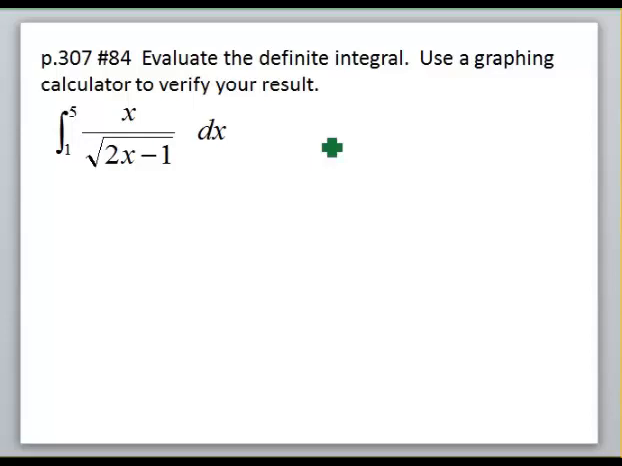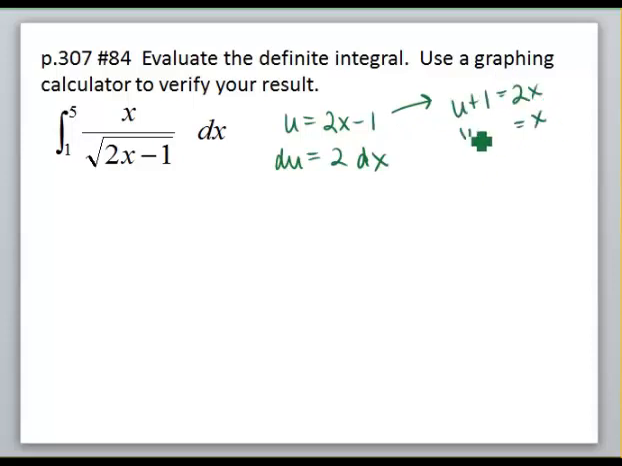I actually had 2 problems and I realized that just now, so apologize for that. So u equals 2x minus 1. This one again is not as easy just because I don't get what I need. I need an x dx, not a 2 dx. So I'm going to have to take this off to the side and say, well, u plus 1 equals 2x. So x is equal to u plus 1 all over 2.